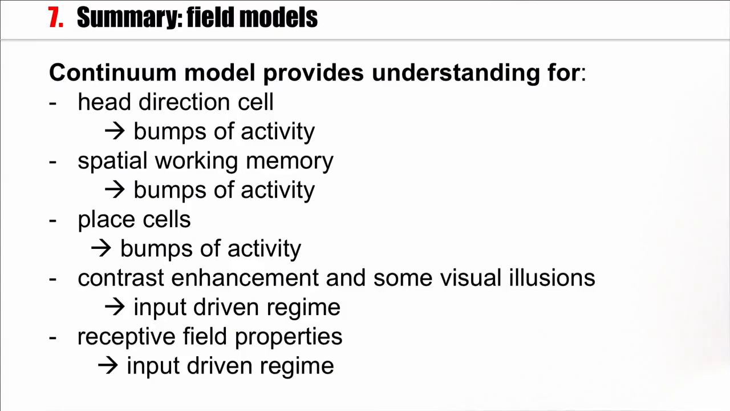But we can also look in the other regime, the input-driven regime, and this is the regime that's more likely to be relevant for perception, for example, for visual cortical cells. We can account for contrast enhancement and some visual illusions, such as the grid illusion, with a field model in the input-driven regime. We can account for certain receptive field properties with a field model in the input-driven regime.